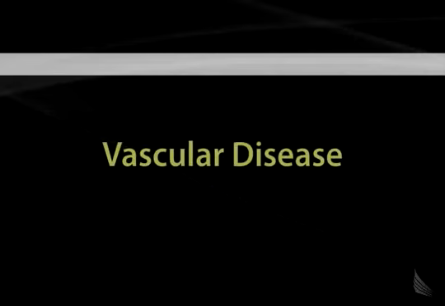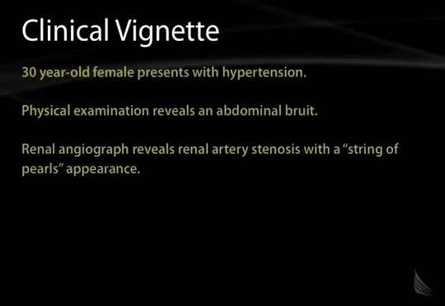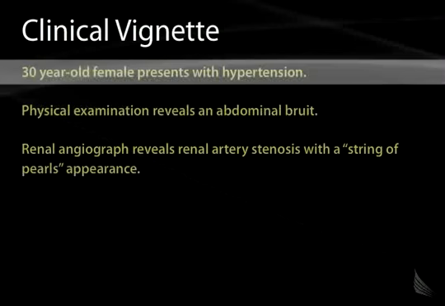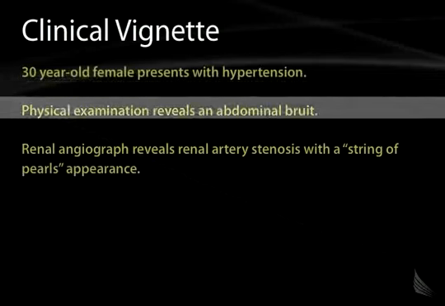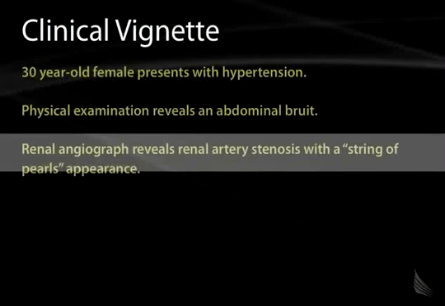Now let's talk about some of the vascular diseases of the kidney. We'll start with a clinical vignette. This is a 30-year-old female that presents with primary hypertension. You do a physical examination, and you notice that she has an abdominal bruit or a bruit over her abdomen. So seeing that prompts you to do a renal angiograph, which reveals renal artery stenosis that has a characteristic string of pearls type appearance. This is characteristic of a disease that we call renal artery stenosis.